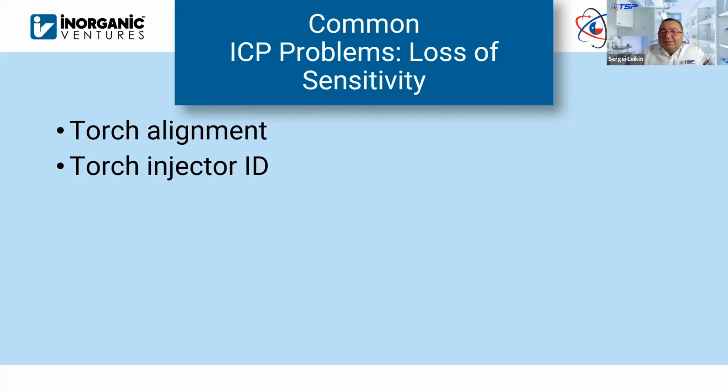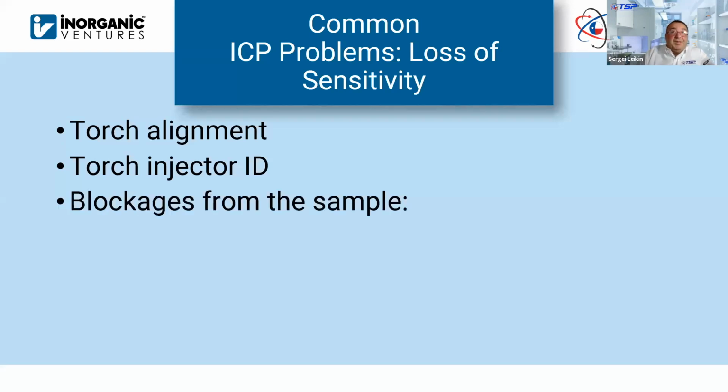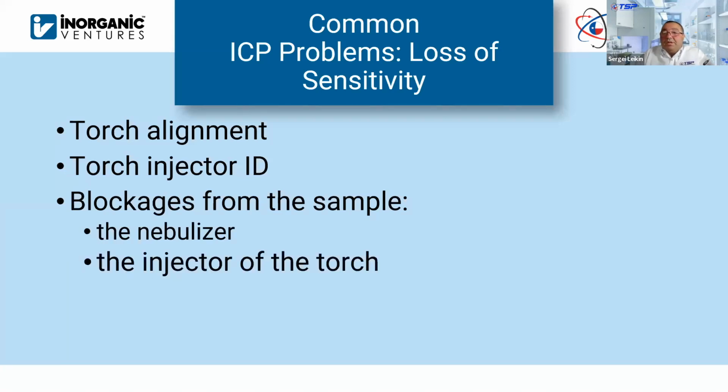Torch injector ID. Sometimes the injector ID can change because you order the wrong part number, or your supplier made a mistake and put in a torch with a different ID. That will affect the sensitivity. And there are typical problems everyone has gone through, like blocking the nebulizer, or in some extreme cases, when you run difficult samples, it can even block the injector of the torch.